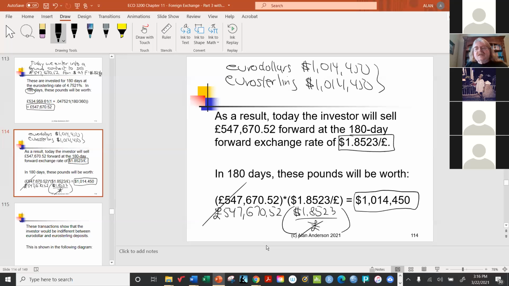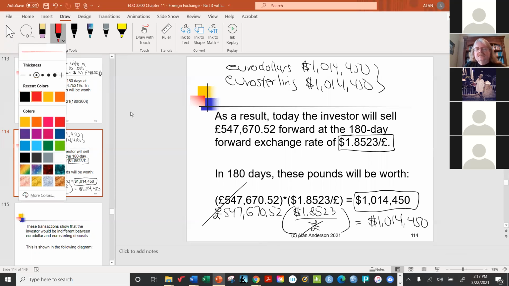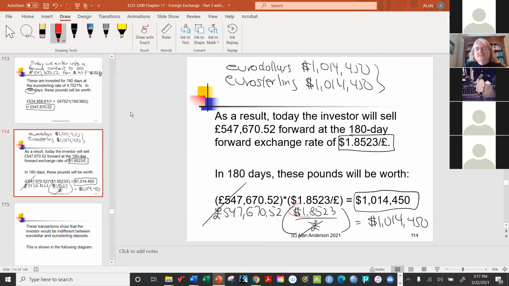All right, so let's check this out. So you can see it does give us the right units. And if you multiply this out with your calculator, again, there could be some trivial rounding differences. It's worth that much in dollars. But what if the forward exchange rate had been different? All right, well, let's check out some possibilities.